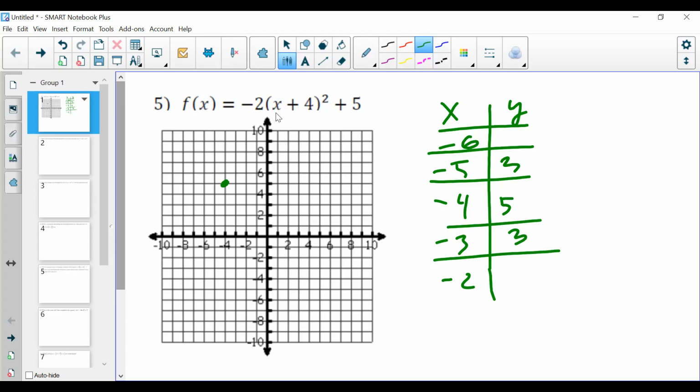When I plug in -2, -2 plus 4 is 2. 2 squared is 4, 4 times -2 is -8, and -8 plus 5 is -3. Since -2 and -6 are reflections of each other, they have the same y value of -3. Then we can just plot it: (-2, -3), (-3, 3), and the reflections. Any questions about that? Does that make sense?